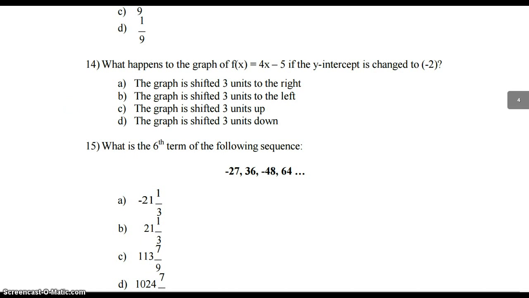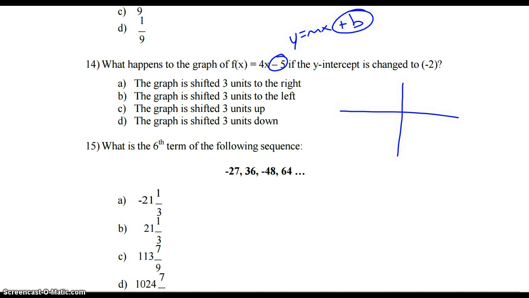What happens to the graph of f of x equals 4x minus 5 if the y-intercept is changed to negative 2? Well, in y equals mx plus b form, that is always the y-intercept. So our y-intercept right now is negative 5. So our graph right now, 1, 2, 3, 4, 5, crosses right here. If they change that to a y-intercept of negative 2, so this right here is negative 5, negative 2 is right here, that's going to raise my graph up 3 units. So the graph would be shifted 3 units up, and we're looking at C.